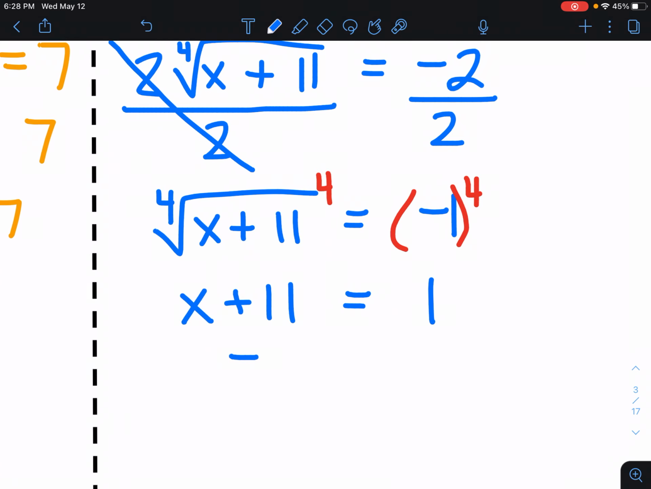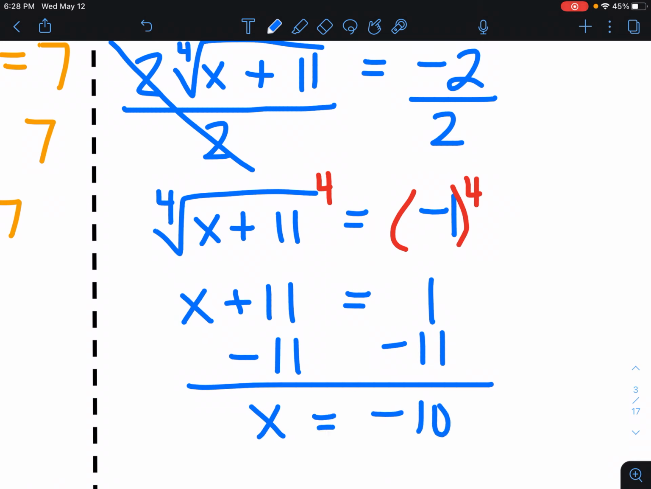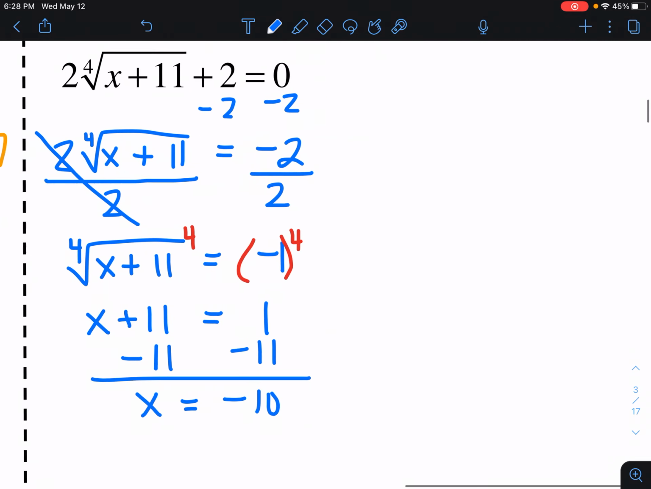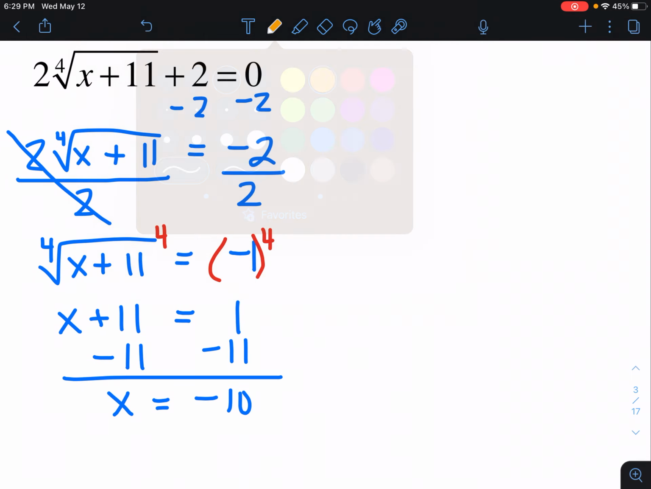And then obviously we would, as my voice cracks, subtract 11 from both sides. And now we're going to see, is -10 our answer? We are going to check our answer.